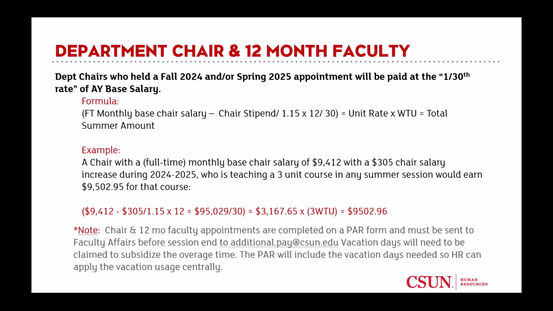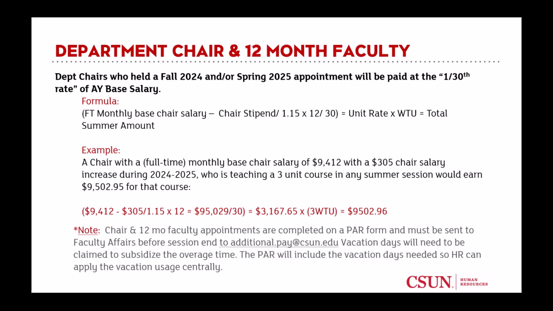Okay, and the example there below, 9,412. We're taking away a $305 stipend from a chair. We divide that by 15. We multiply that times 12 to get their annual salary, and then we divide it by 30, right? And then we multiply however many units they're teaching, and that'll give us the total compensation.